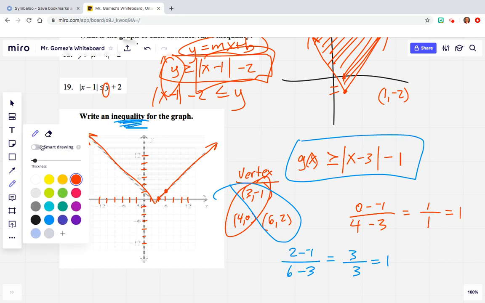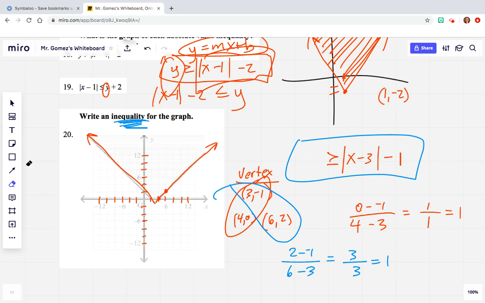And you can write g of x, or if you choose to write y, that would be acceptable as well, because you're just saying y's that are greater than or equal to that graph. And that's it for 16 through 20.